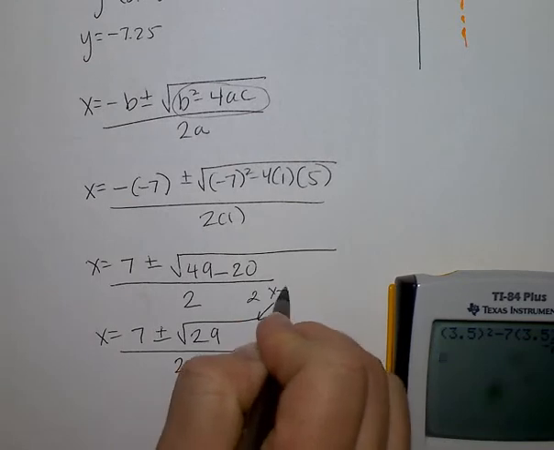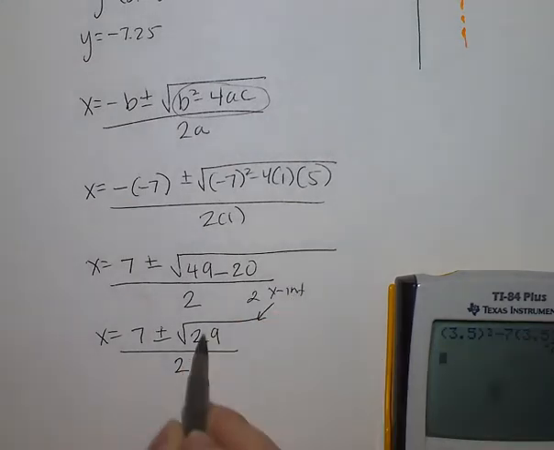What if this number was 0? How many would we have? 1. And if this was a negative number, we would have no x-intercepts. Okay, so I know I'm going to have 2. Now, how do we get those 2?